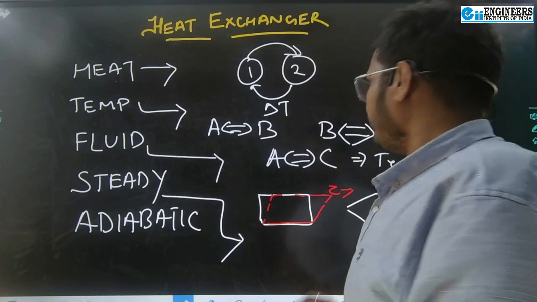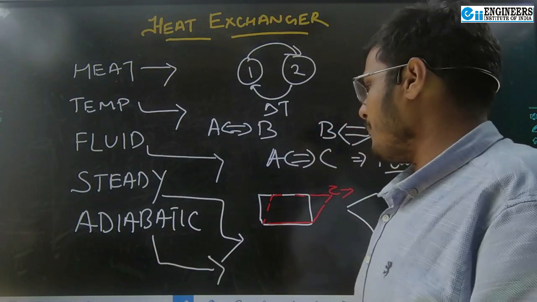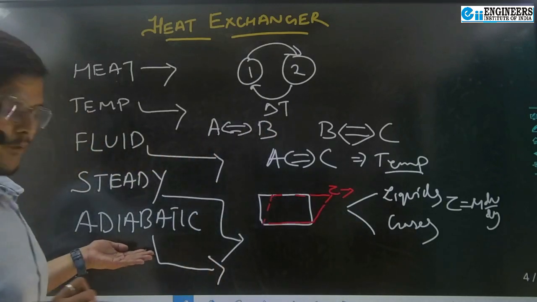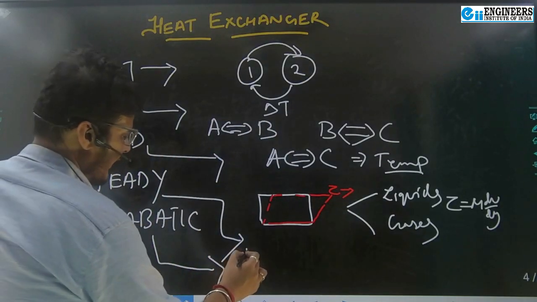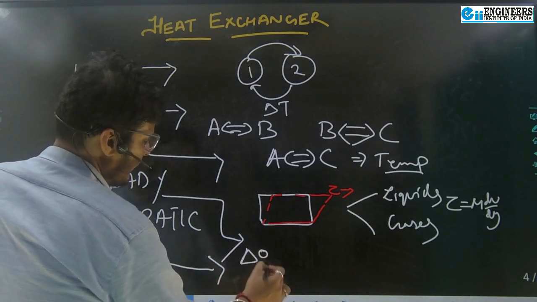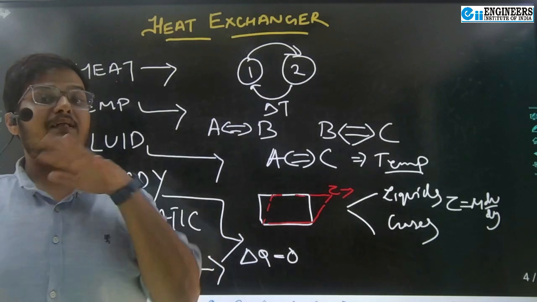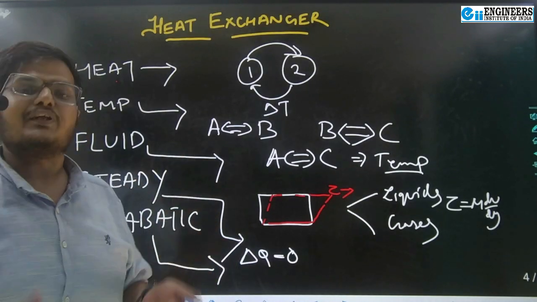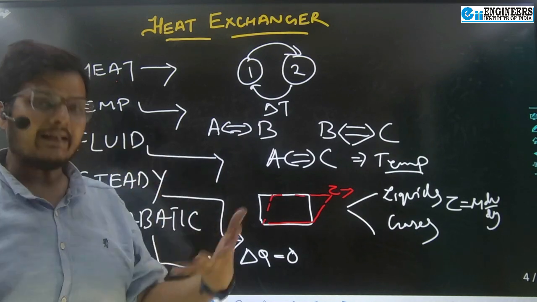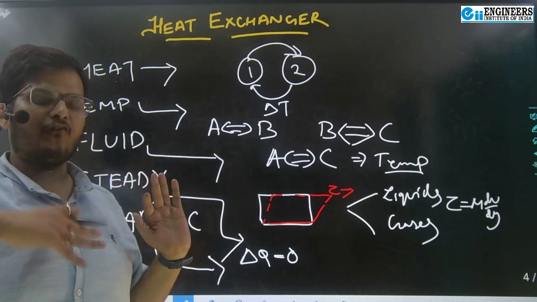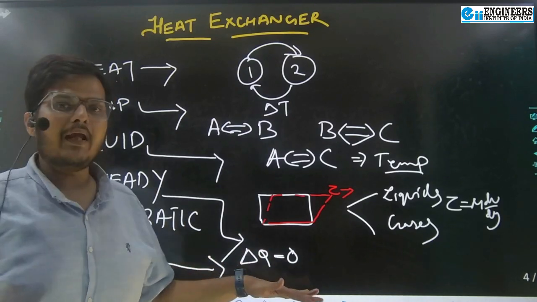Now moving towards the last parameter, that is adiabatic. From basic thermodynamics we can say a system is called adiabatic if the net heat transfer is zero. That essentially doesn't mean that there won't be any temperature difference. Temperature difference will be there, but there won't be any heat interaction to and from the system, or the net interaction of the system will be zero.